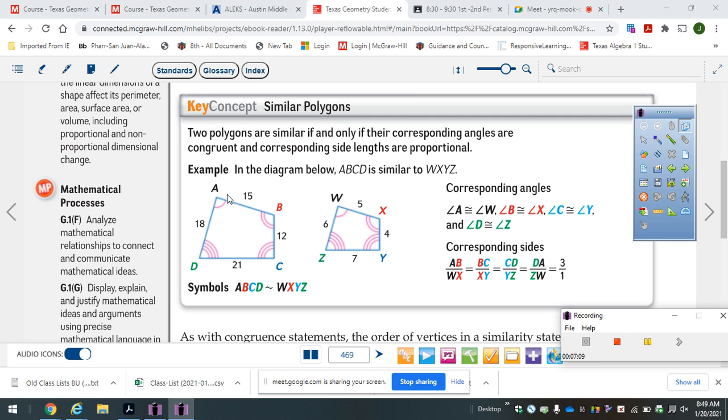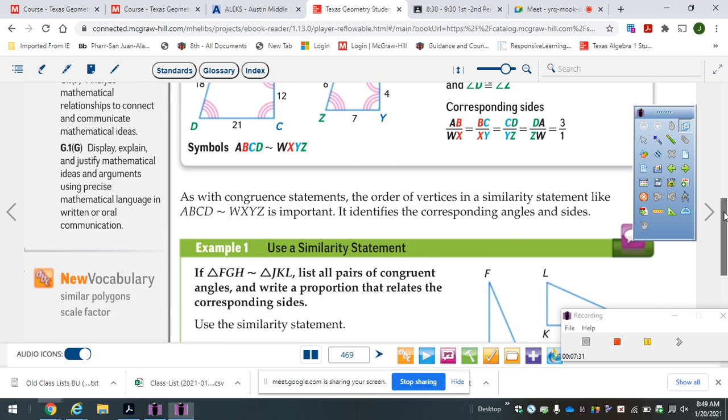Okay, so again, I cannot compare A to B to Z to Y. No, it can't be like that. I can't compare B to C to WZ. It has to be the corresponding sides, like AB goes to WX, BC goes to XY, and so forth. Okay, so let's come down here, let's check out this idea.